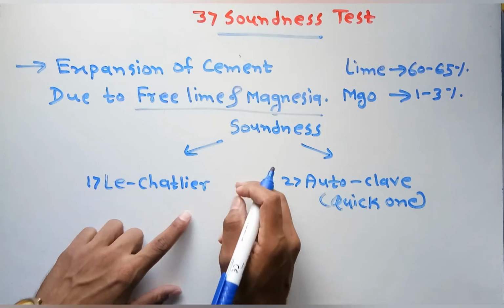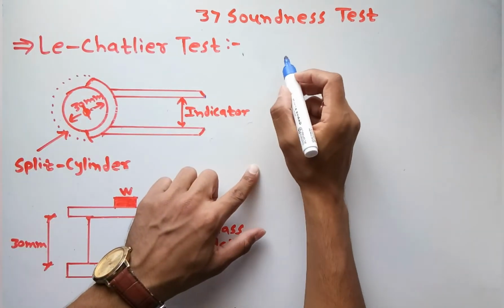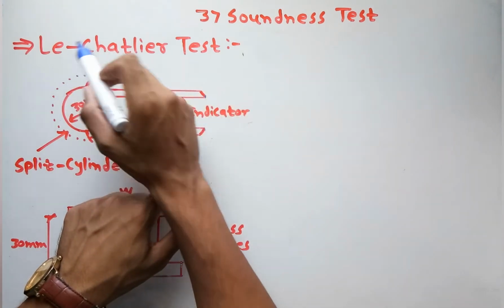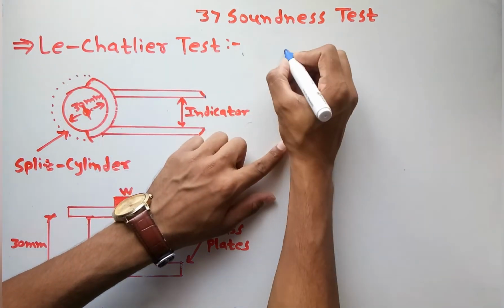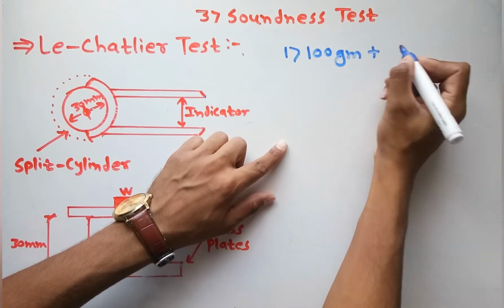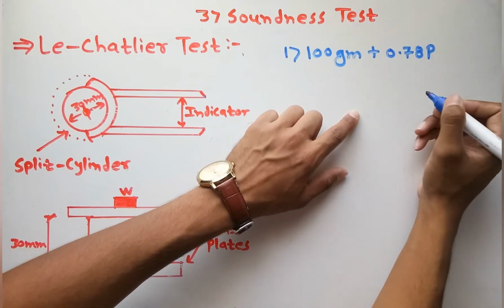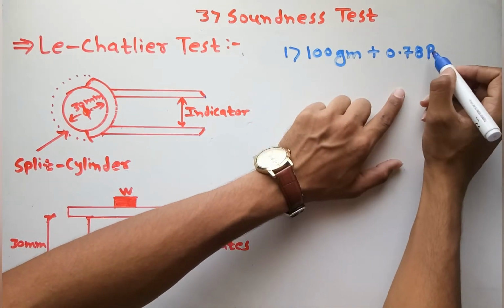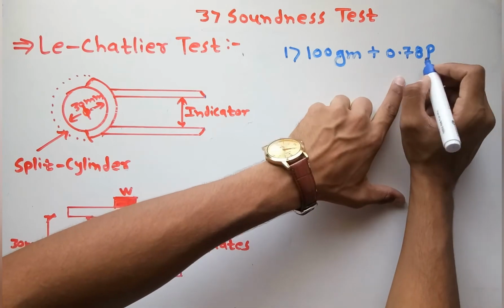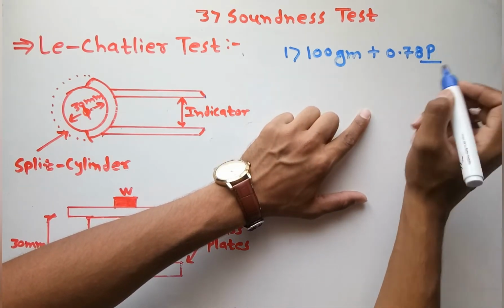Now we will move further with the Le-Chatelier. We will see the procedure which is followed to perform the Le-Chatelier's test. First of all, we take around 100 grams of cement and we add water of around 0.78 times its consistency. We already discussed consistency in the last video; once again we revise it here. Consistency is the percentage of water which is required to form a workable cement paste.